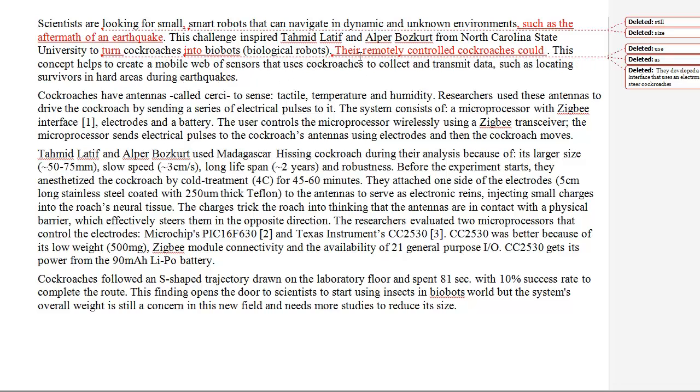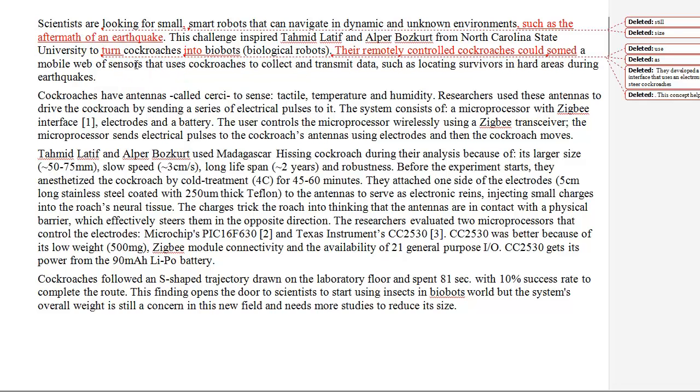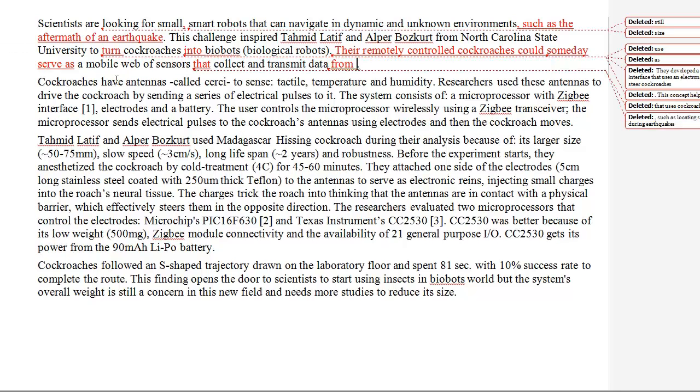So their remotely controlled cockroaches could someday, I think I'm going to put the word someday because we're not there yet. This is still preliminary. Could someday serve as a mobile web of sensors. And we don't need to repeat that uses cockroaches. So we can get rid of that. A mobile web of sensors that collect and transmit data. And we've already got the idea of earthquakes in here, so I'm just going to say that collect and transmit data from hard to reach places, something like that.